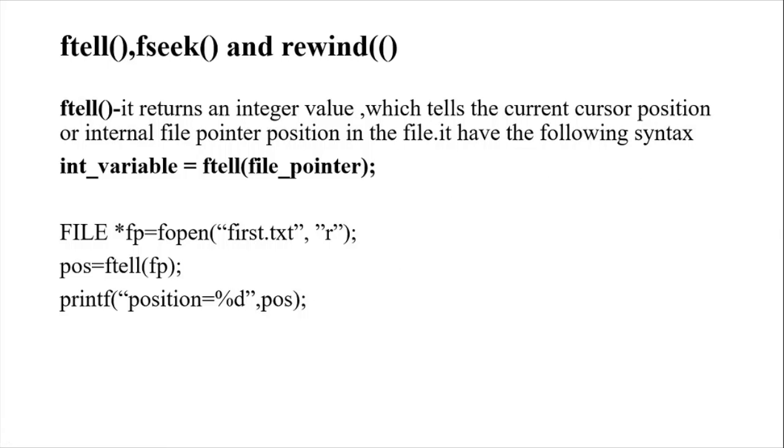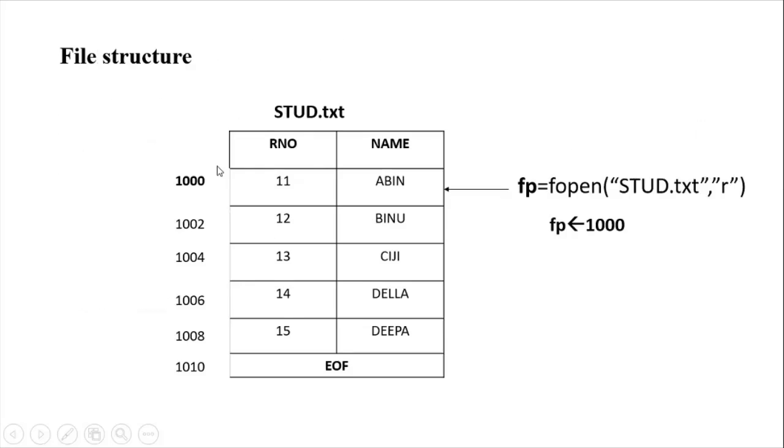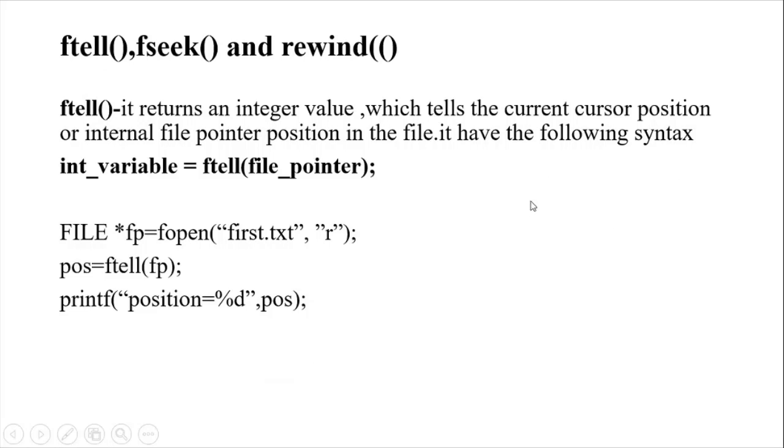The ftell function returns an integer value which tells the current cursor position. In this case it returns 1000 because fp is pointing to the first record. So the current position is the first record, and this address will be returned for the file pointer. This is the purpose of using ftell. How can we use ftell? The syntax is: integer variable = ftell(file pointer).